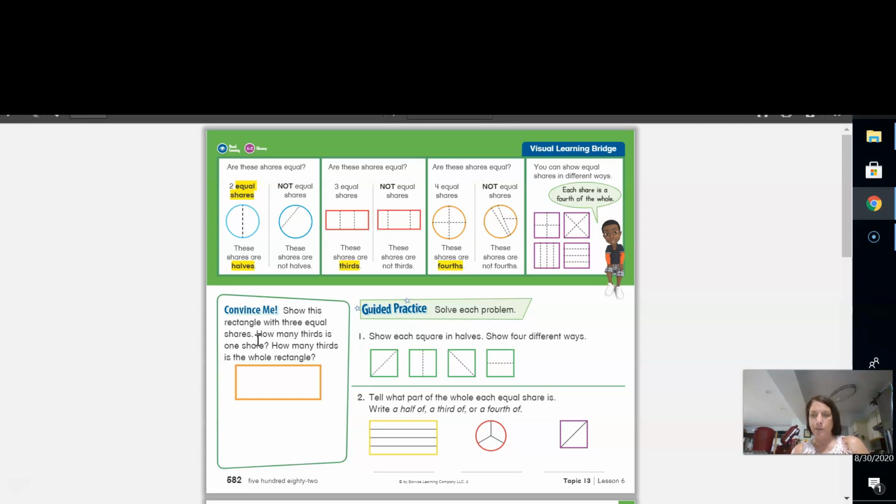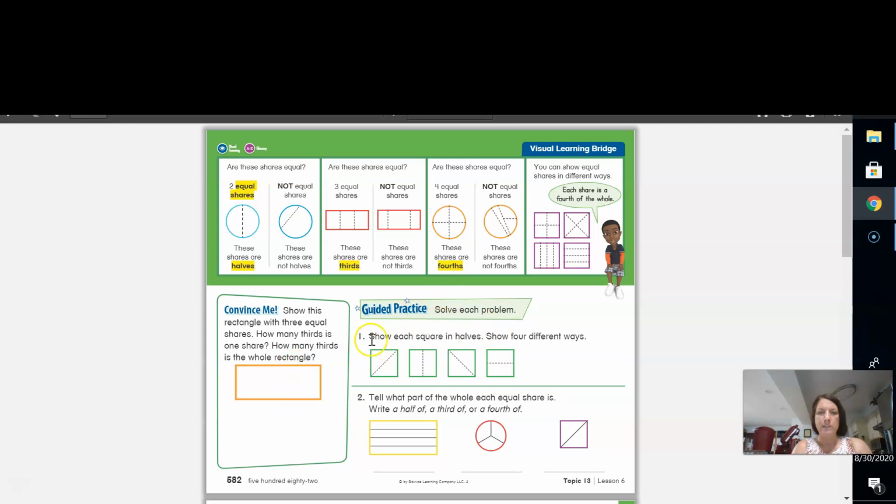How many lines did you have to draw to make 3 equal shares? Only 2. If you draw 3 lines, you make 4 equal shares. So you're only going to draw 2 lines. You would draw one maybe about right here, and then you come over here and draw one about right here.